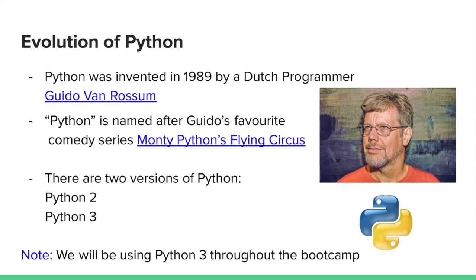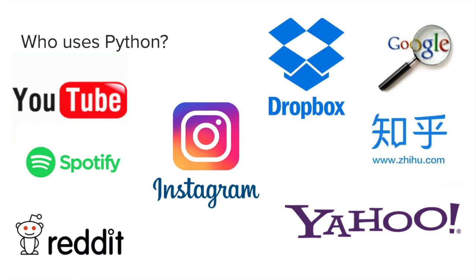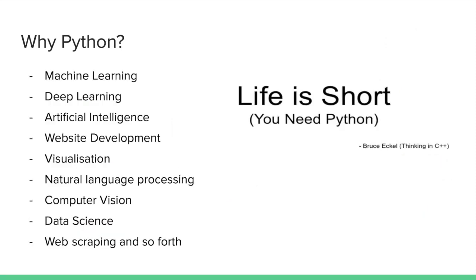There are basically two versions of Python, Python 2 and Python 3. Throughout this course, as well as in your lectures, Python 3 will be used. In today's world, Python is widely used. From Google search to YouTube, Spotify, Instagram, Reddit, everyone uses Python in one or the other way. Python is considered as one of the most powerful languages which can do pretty much anything and everything. Python can be used in machine learning, deep learning, AI, data science, web scraping, and so forth. Life is short, you definitely need Python.